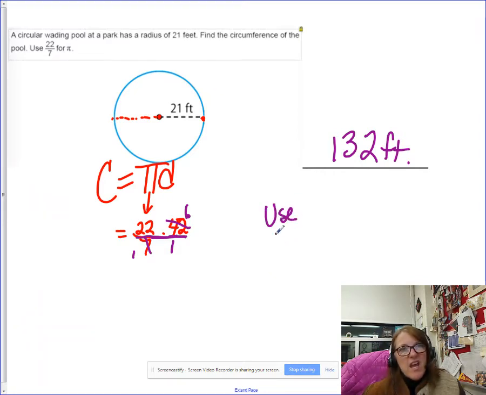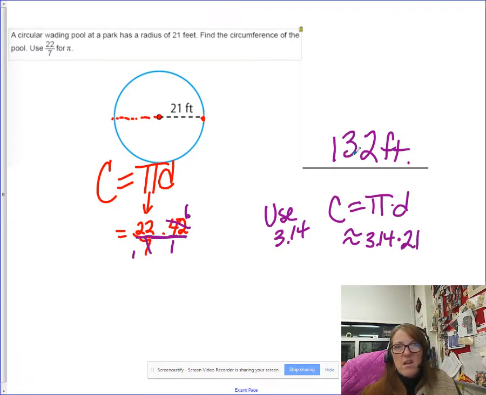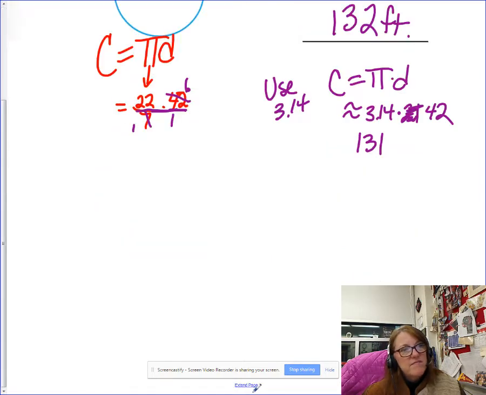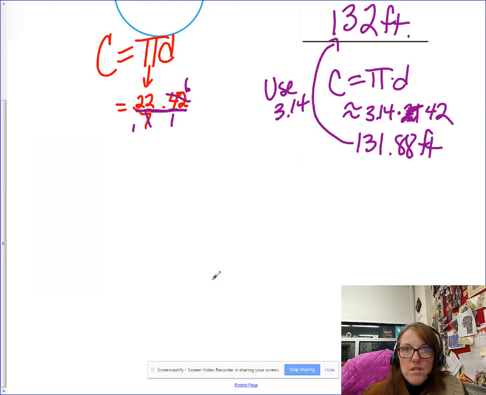Now, just to prove to you that this is really close, what if I had used 3.14? Come over here and add this in here. Use 3.14 for pi. So circumference, which is pi times diameter, that's approximately 3.14 times a 21-foot diameter. Now, there's no way that I'm going to do that by hand. So take 3.14 times 21, and you get this value. Oh, not 21. What am I doing? It's 42, silly. Good gravy. I get 131.88 feet. Well, good gravy. Isn't 132 awfully darn close to that? I'd say it is. There you go.